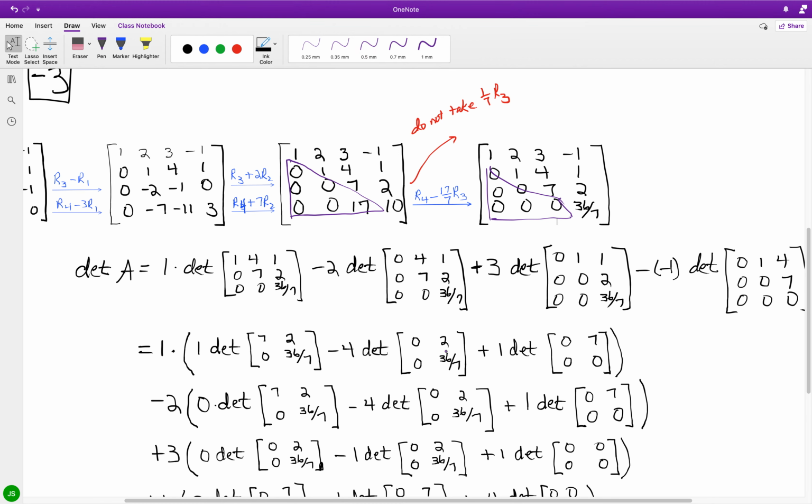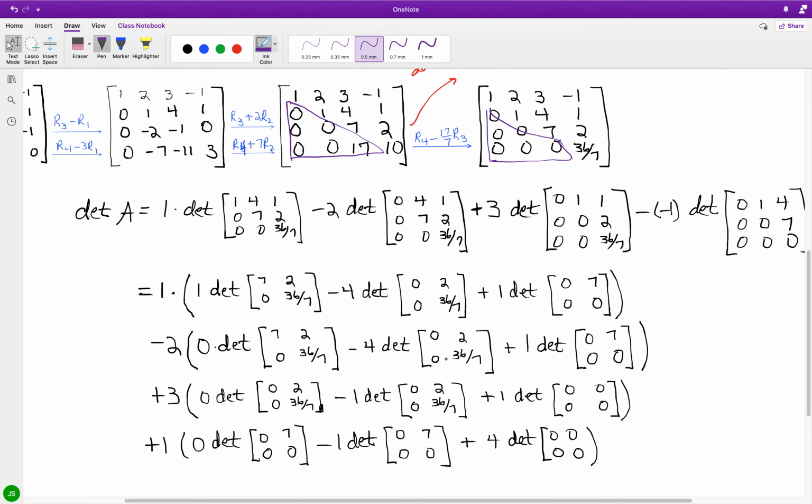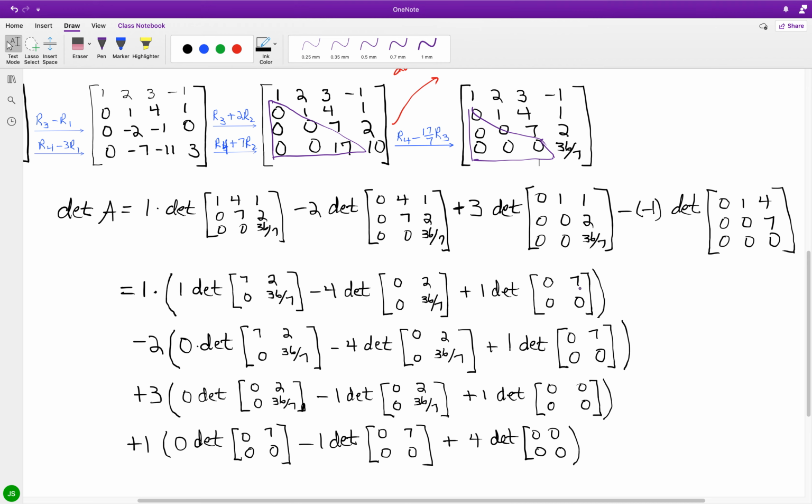Then we have +3, and running through what we have with 0, -1, and +1. And then we have +1, and just running what we have here is 0 times the determinant 0, 7, 0, 0, minus 1 times the determinant 0, 7, 0, 0, and +4 times the determinant 0, 0, 0, 0. Now there will be a lot of expressions that will be negligible. So in this layout, you have 2x2 determinants.